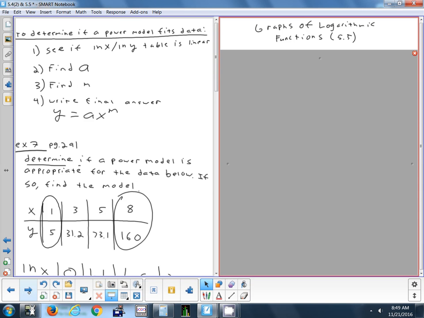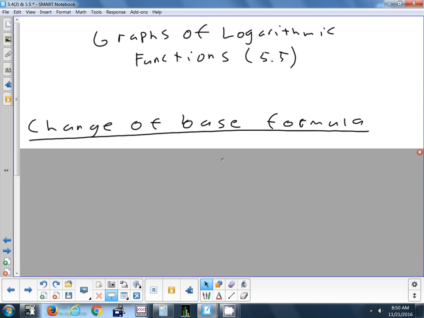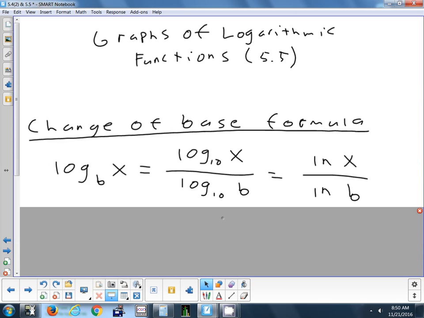All right, so the last thing we're going to look at is section 5.5. And it's a little bit on graphing log functions. Okay, so since we can't graph bases other than 10 or e, or we don't even have buttons on the calculator for things other than base 10 or e, we need a way to type in things that are not base 10 and base e. And there's 2 ways you can do it. I would just learn one of the 2 ways, okay, but they're the same thing.